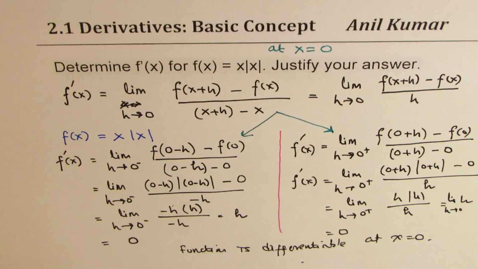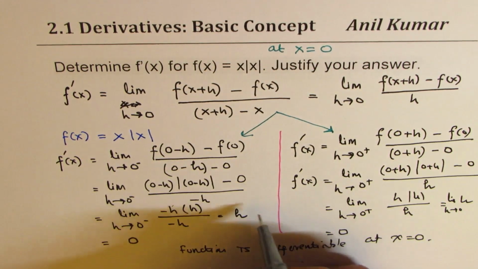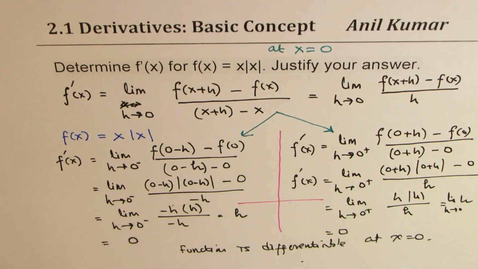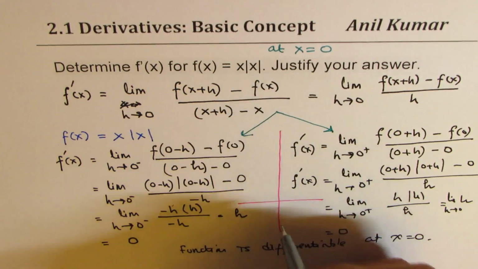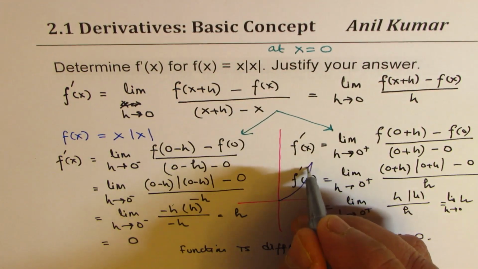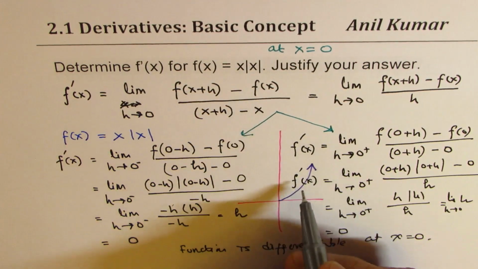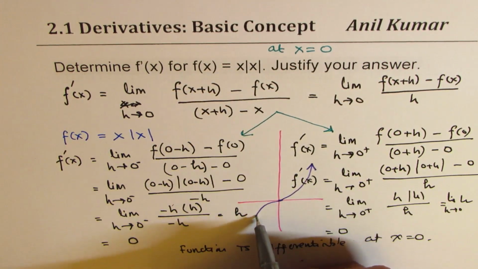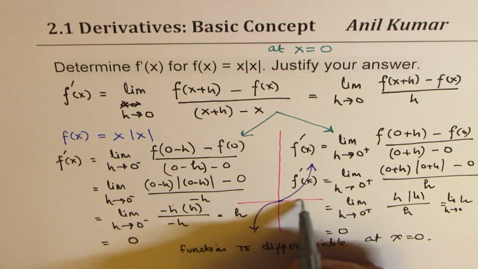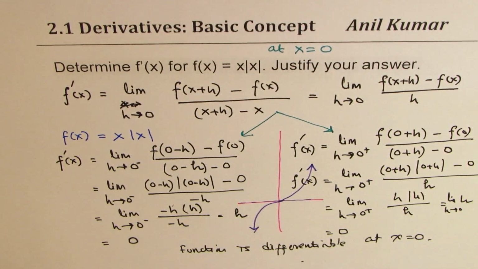If you sketch this function, it is like a parabola on this side, and minus of this reflected on this side. So the tangent line is horizontal at x equals 0. It is differentiable at x equals 0 as shown in this particular video. I hope that makes sense. Thank you.